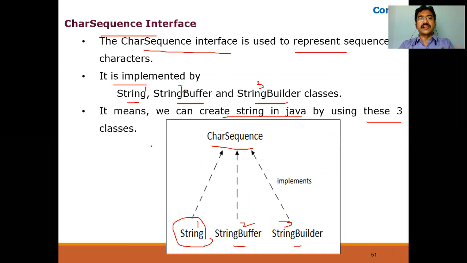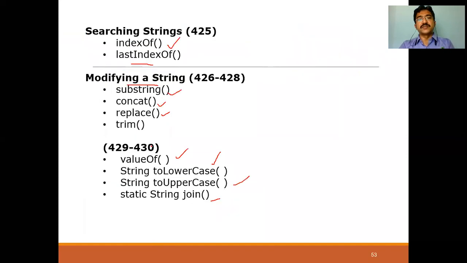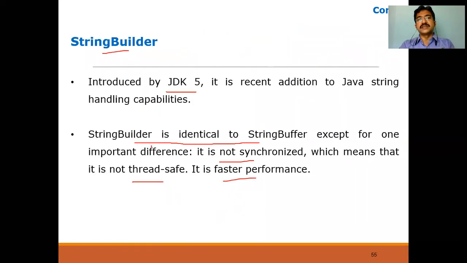We are mainly focused on CharSequence. This is the CharSequence interface. Again, CharSequence is implemented by StringBuffer and StringBuilder. CharSequence means creating a string: a string can be created with the help of the String class, StringBuffer, or StringBuilder. As per the syllabus, we are focusing on the String class only, and this is for your extra information. For more details, you can follow the page numbers where it is available. I have given clearly the purpose, the syntax, and one example. Please follow that. So that's about the string class in Java.